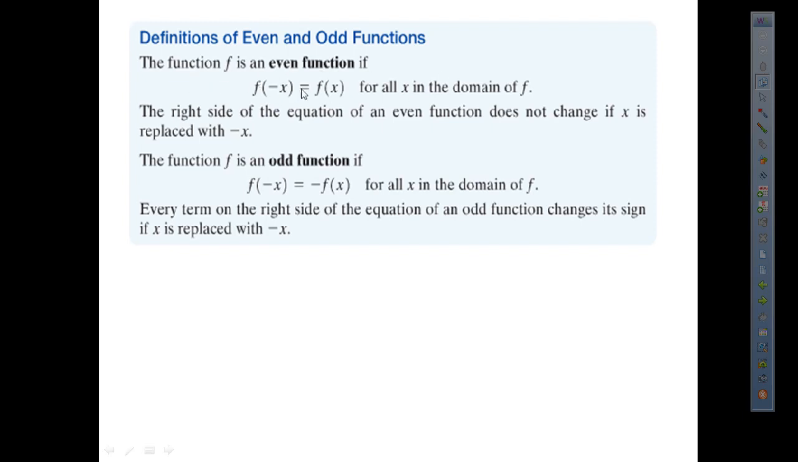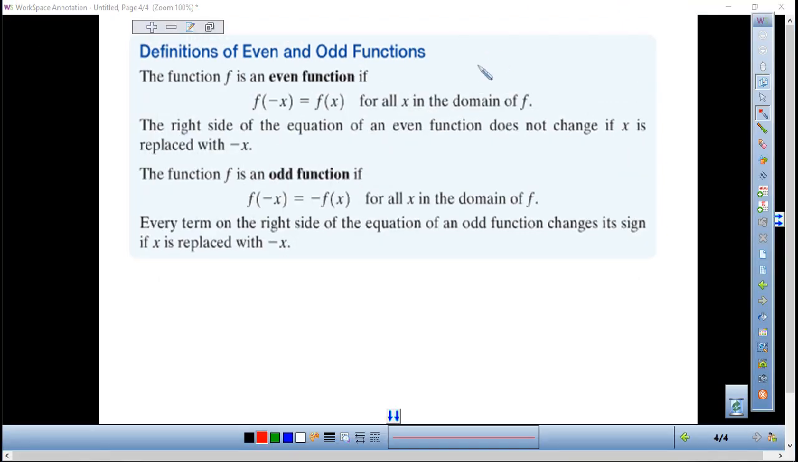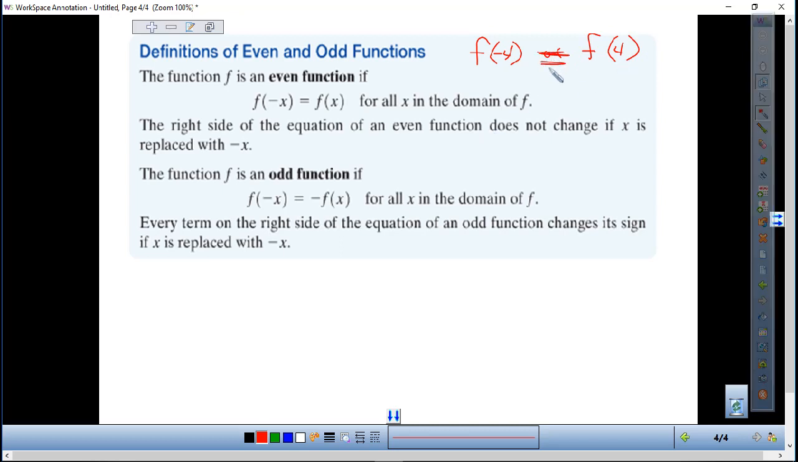But anyway, let's start off with the definition. A function f is an even function if f of negative x equals f of x for all x in the domain of f. What that means is if I have a negative value and a positive value of the same number, if I put those numbers in the function, I'm going to get the exact same value. So literally, if it's an even function, it doesn't matter if I find f of negative 4 or f of 4. If it's an even function, these things are equal.